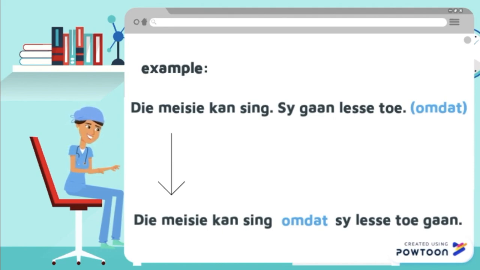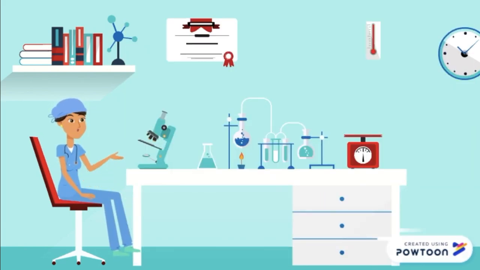To summarize, the order for group 3 goes as follows. Sentence 1, conjunction, sentence 2, and then the first verb from sentence 2 at the end. Now we understand the first 3 groups.